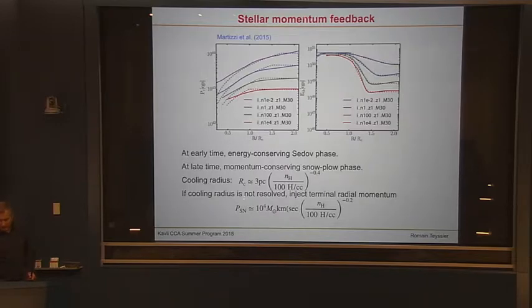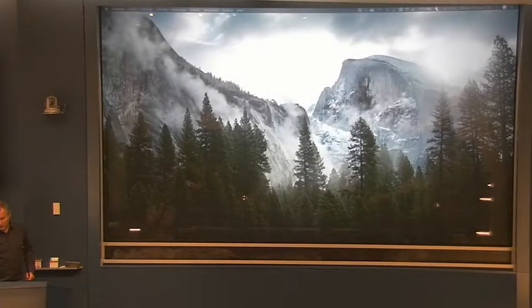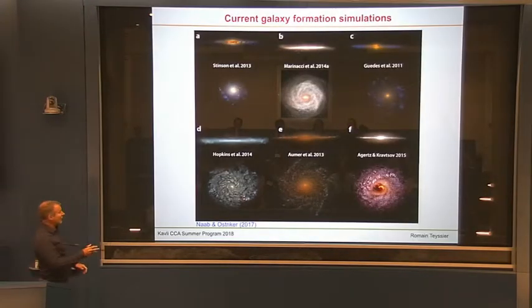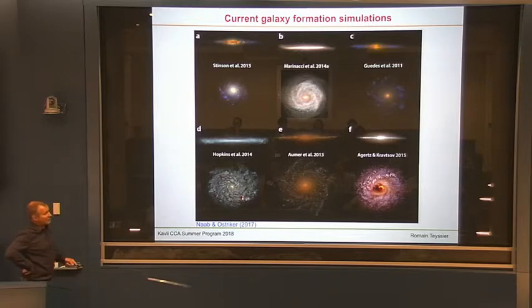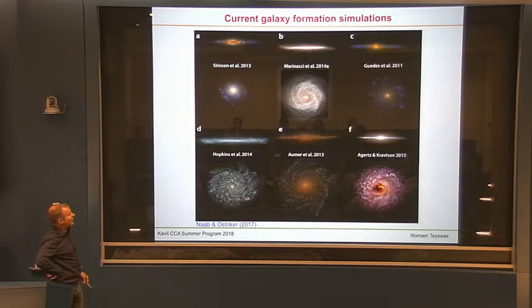Okay, so let me quickly conclude by showing this last slide. That's a slide that comes from a recent review on galaxy formation, which shows 6 nice galaxies simulated by 6 different codes. And so basically that's where we are now with this simulation. So I think we're much better than 20 years ago, I would say. But there is still a lot of stuff to understand.